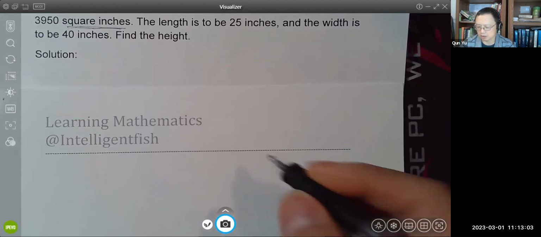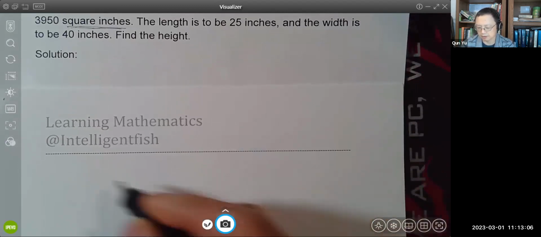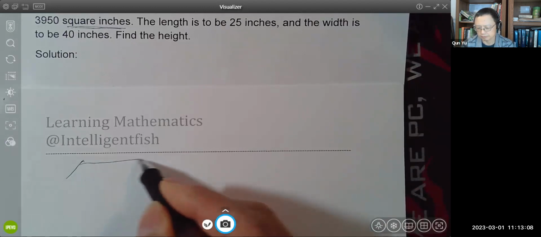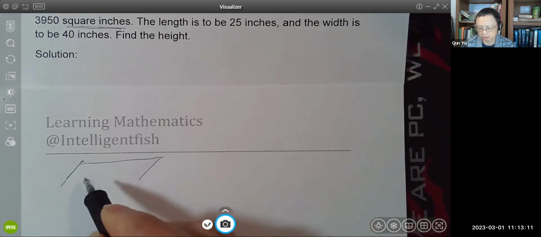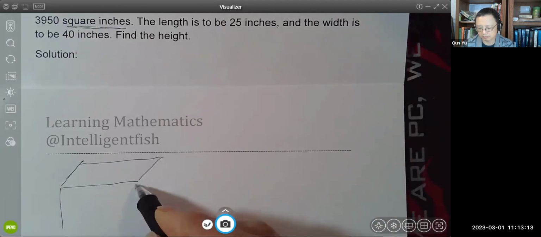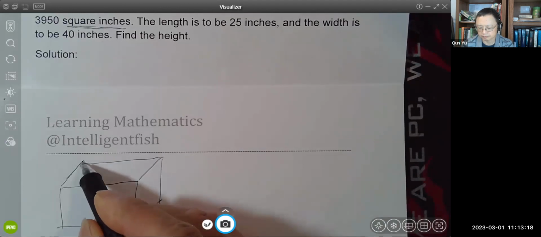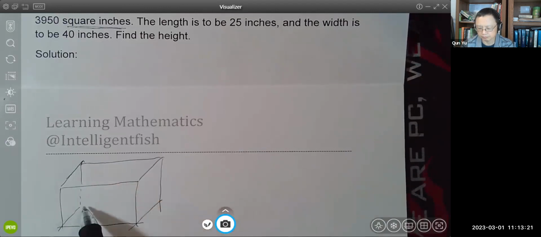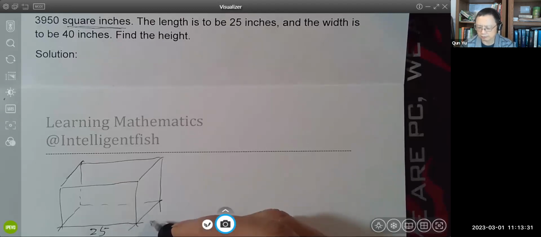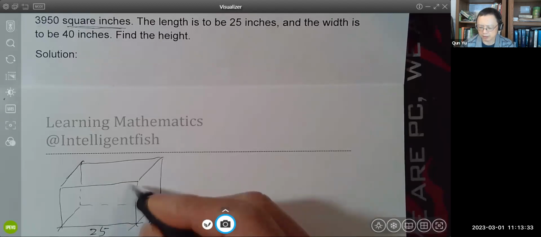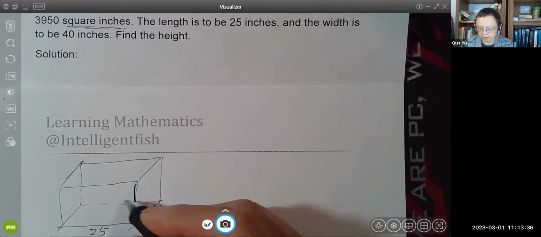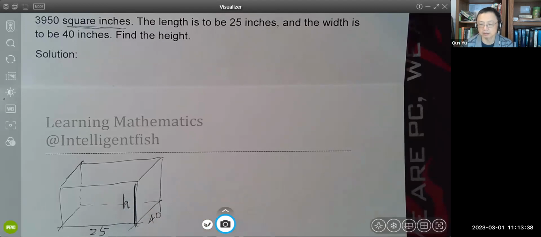Okay, I'm going to draw this box right here. This is not drawn to scale, okay, just an illustration. We are given length that is 25 inches. They're all in inches, so 25. And the width is 40. And we are looking for the height. This is the height, we don't know. Let's use h to represent this height.